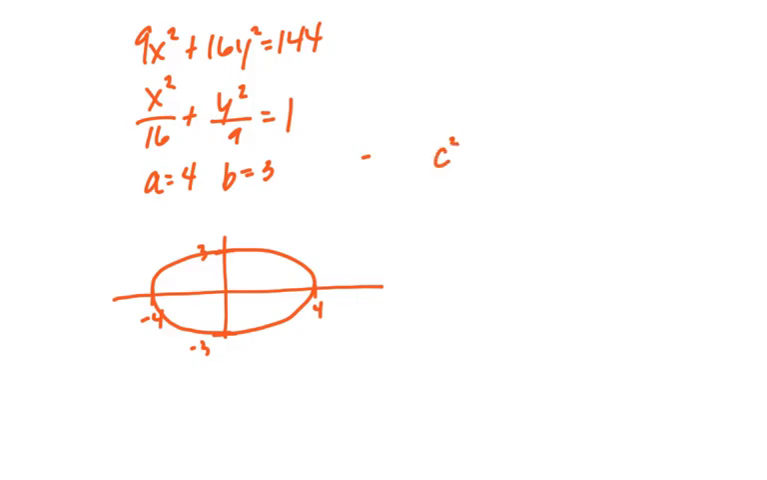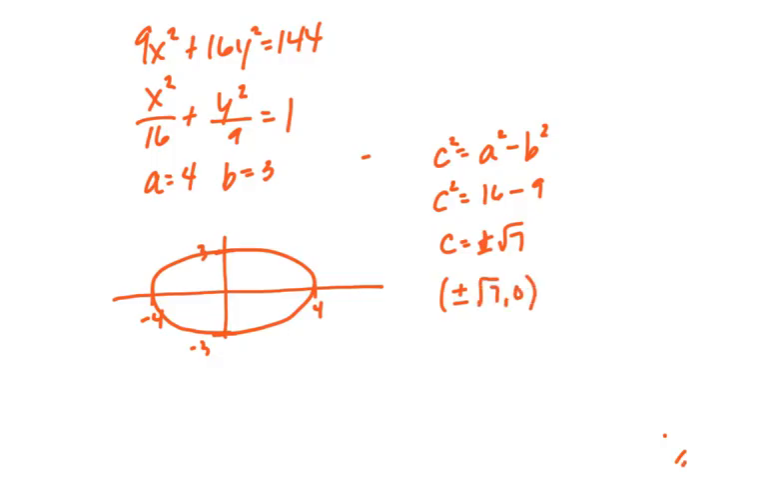And then you say c squared equals a squared minus b squared, and a is always your larger number. You can't have a negative c. It needs to be a real number. So 4 squared is 16, minus 3 squared is 9. So c is plus and minus the square root of 7. That tells you that your foci, since you're on the x-axis, those are x values. So your foci are plus or minus the square root of 7, comma 0. Your foci are on your major axis.